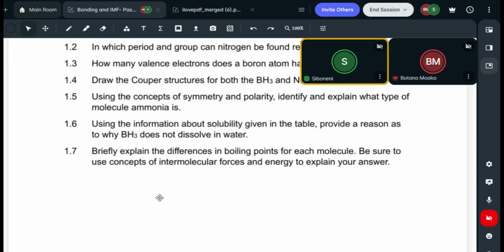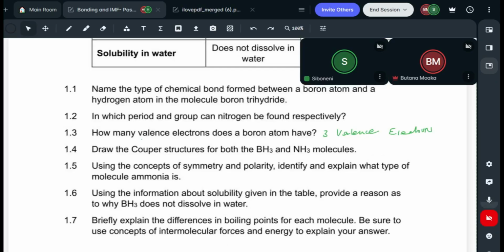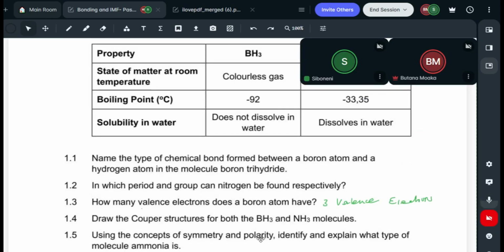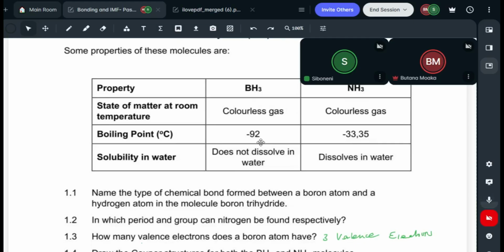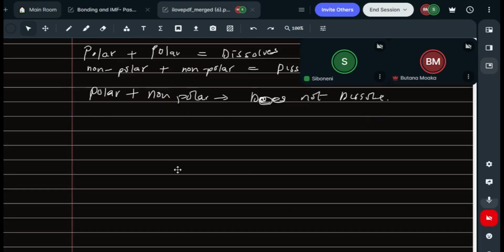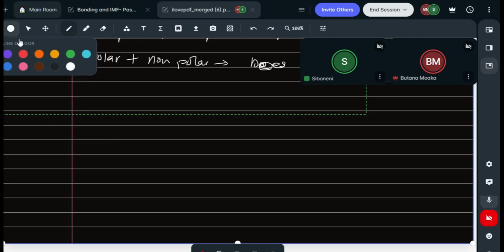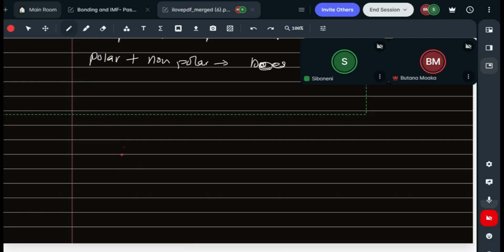1.7, I'm very sorry. So briefly explain the difference in boiling points for each molecule. Be sure to use the concept of intermolecular forces and the energy to explain your answer. So they want us to explain the difference in boiling points of each molecule. We can see that BH3 has minus 92, the ammonia has minus 33.35. Be sure to use the concept of intermolecular forces. Okay.